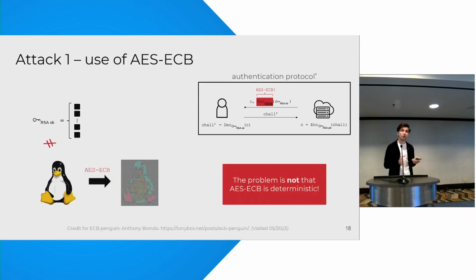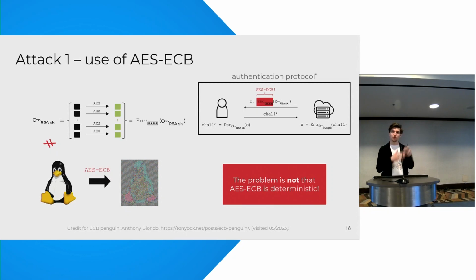So the problem here is really not that AES-ECB is deterministic, but instead that those plaintext blocks are encrypted independently of each other and without any integrity protection. So really the problem is that AES-ECB is malleable, which means that the server can tamper with one of the ciphertext blocks, and then during decryption this will propagate and change one of the plaintext blocks without affecting the rest of the plaintext.